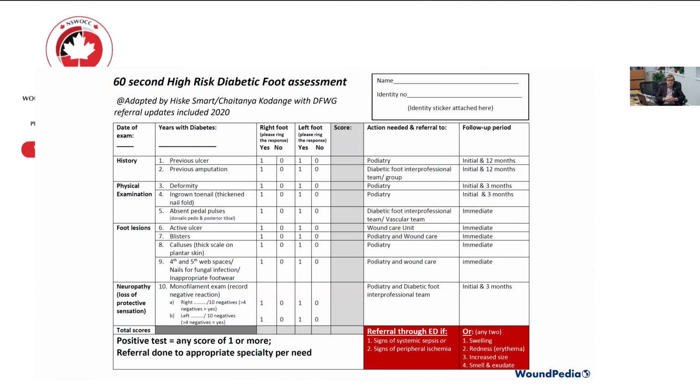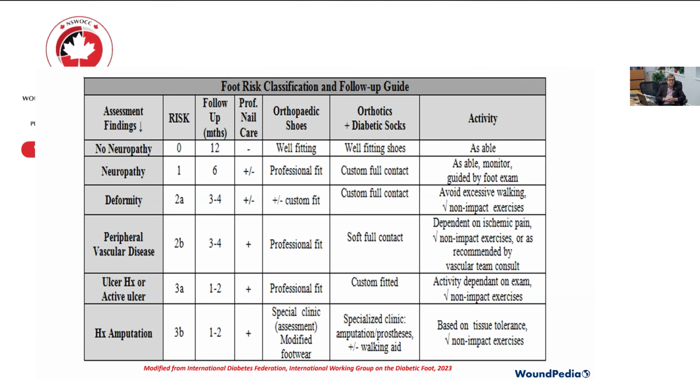And this is really important. And if the monofilament test is negative, they do need plantar pressure redistribution devices and an initial visit and 3 monthly visits. Next slide. And here you see the foot risk assessment and follow-up guide. And this is actually on the back of the screening tool, but we've just gone through them.